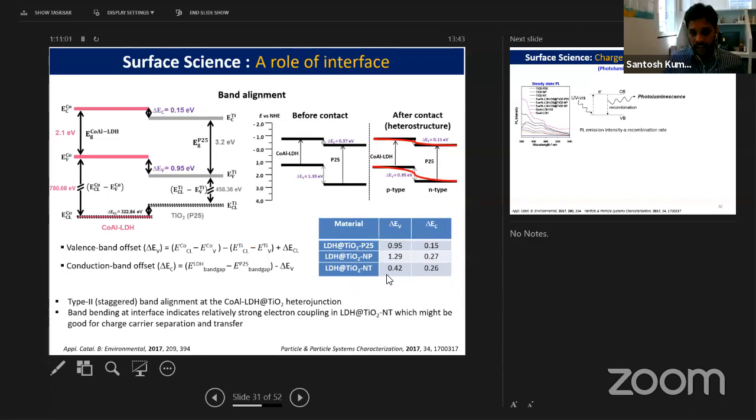So look at these values. In the case of titania, this delta E is much smaller than for the nanoparticle. And I mean the nanotube, we can say the one dimensional. In the case of one dimensional, this is much smaller. That is telling you the interface is much stronger, and the holes migrate quite quickly onto the layered hydroxide from titania. In a similar way, the electrons go from the conduction band of the layered hydroxide to titania. That's where you are separating these electrons and holes efficiently, and they can participate in redox chemistry.